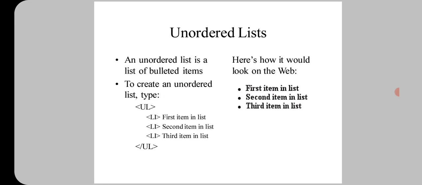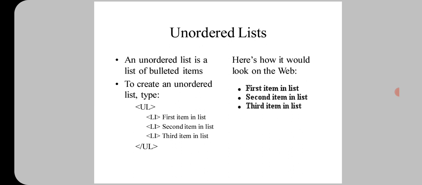So, unordered list. Till now we discussed only ordered lists. Another type of list is called an unordered list. What are unordered lists? An unordered list is a list of bulleted items. Generally in an ordered list, the data items are shown in a predefined order like 1, 2, 3, 4 or A, B, C, D order. But in an unordered list, we generally use some symbols to represent the data items.